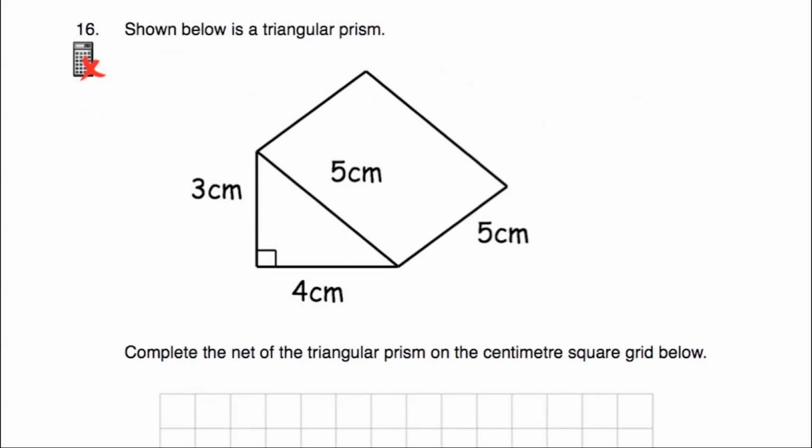So question number 16 says, shown below is a triangular prism. So we've got a triangular prism and we have got this right angle triangle on the front, and with a prism it means that it's a right angle triangle going the whole way through the prism.